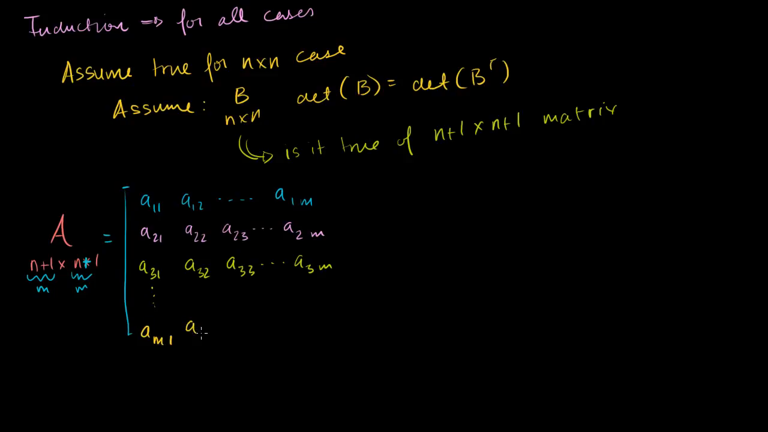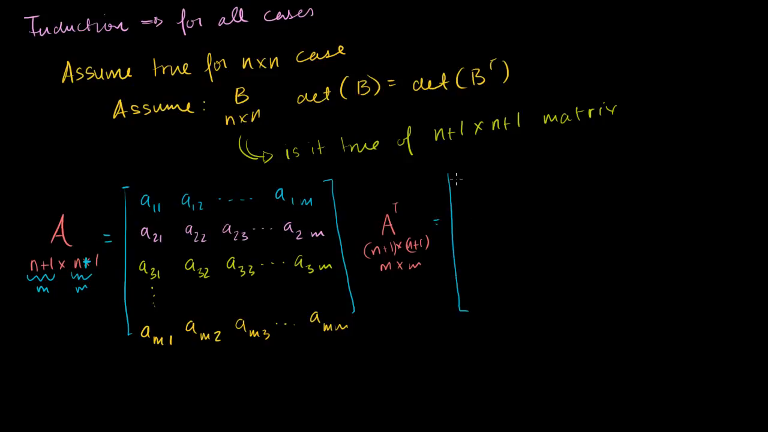And then you have A sub m2, and then A sub m3, all the way to A sub mm. Fair enough. Now let me draw the transpose of A. So A transpose is also going to be an n plus 1 by n plus 1 matrix, which you could also write as an m by m matrix. I'm just going to have to take the transpose of this.